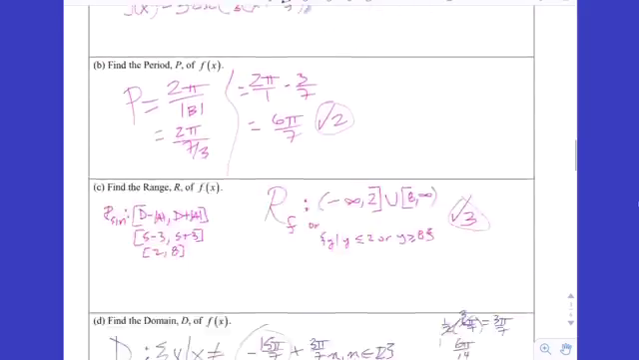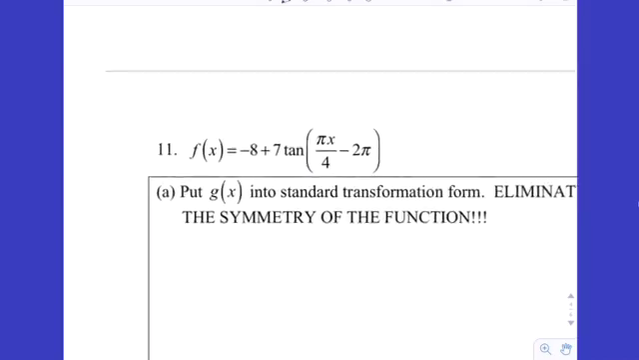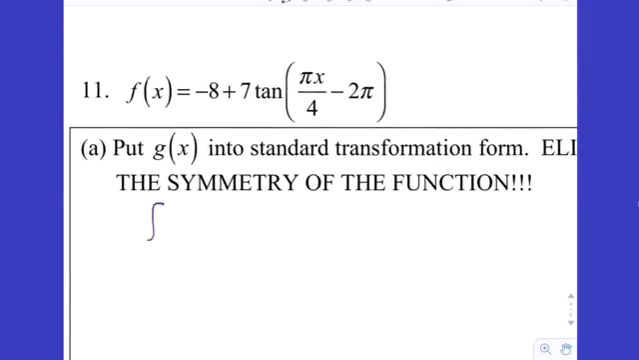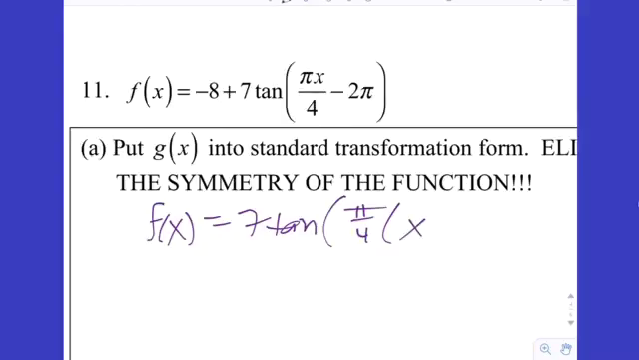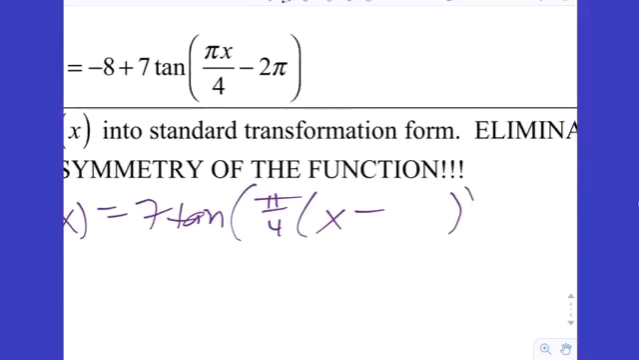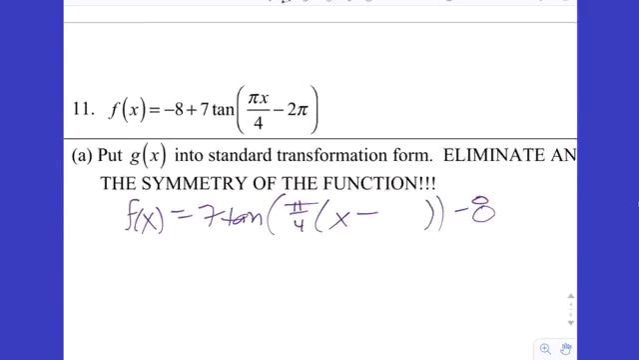Absolutely, yeah. All right, so the last one here, we got 4 minutes. Let's make it happen. Same thing, put it in standard transformation form. F of x equals 7 tangent of the x terms first, so I factor out the pi fourths, and I get x minus, it's going to stay negative because we're factoring out a plus pi fourths. There's a second closed parentheses, and then a minus 8. Some people forgot to bring that minus 8 down.